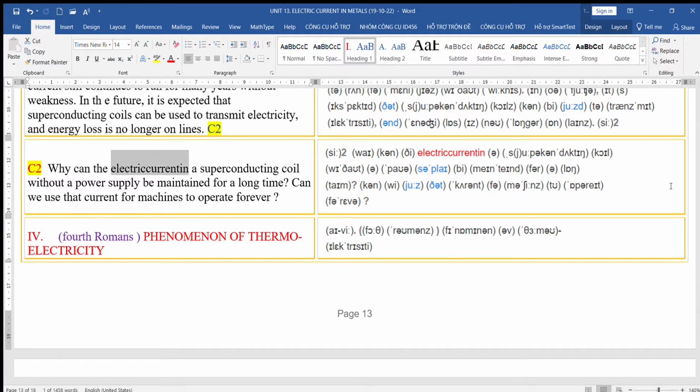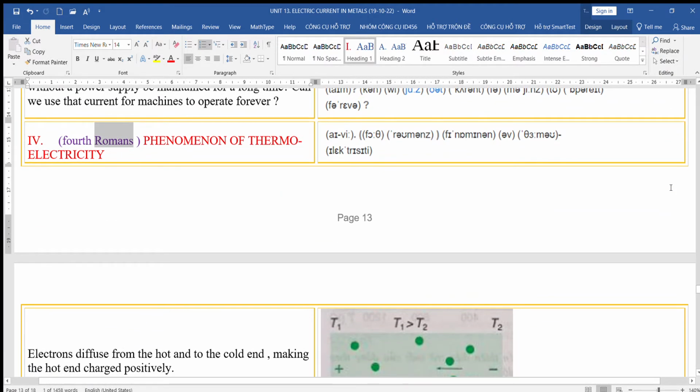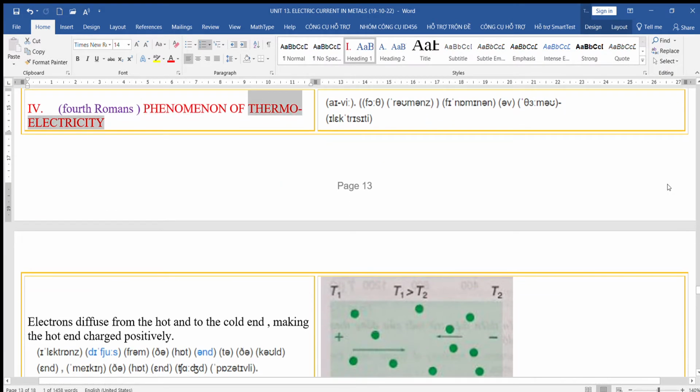C2. Why can the electric current in a superconducting coil without a power supply be maintained for a long time? Can we use that current for machines to operate forever? Fourth, the phenomenon of thermoelectricity.